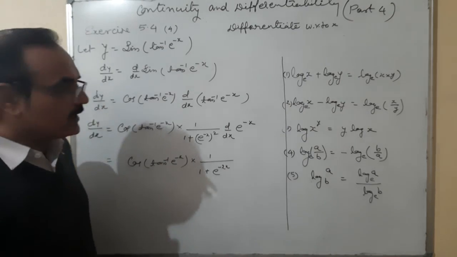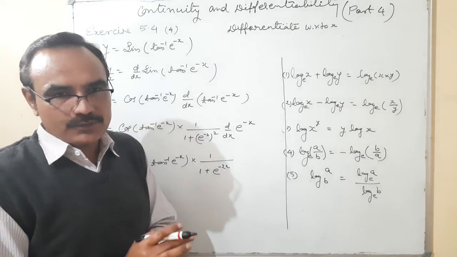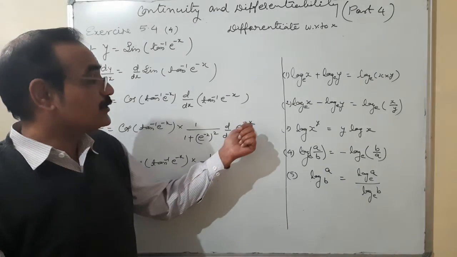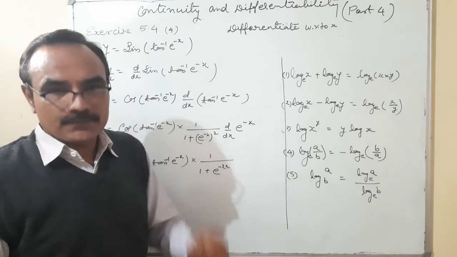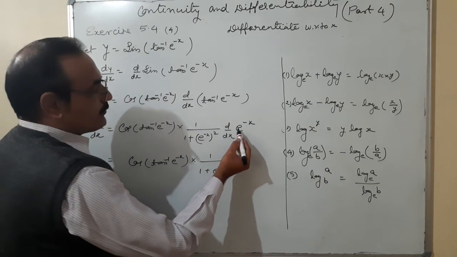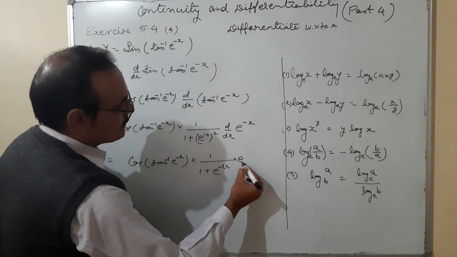And again here, because we know that the formula is e to the power x, the differentiation of e to the power x is e to the power x, but here it is e to the power minus x. So this time I will consider minus x is equal to t. Okay. So now the differentiation of e to the power minus x, that is e to the power t, is e to the power t as it is.